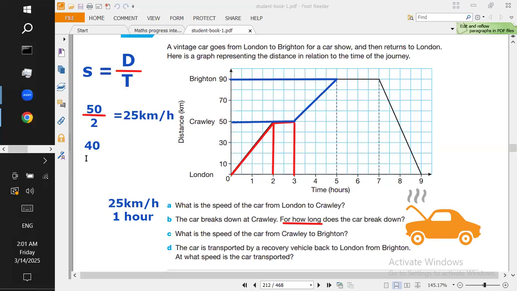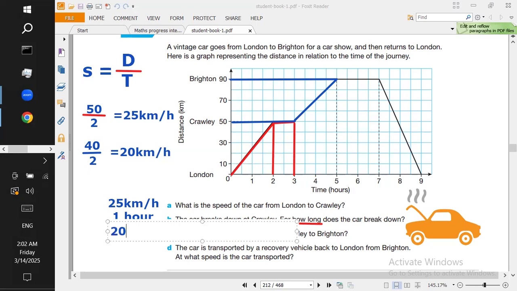So you divide the 40 by 2. So the answer will be, very good, 40 divided by 2 is going to be 20. And the speed here is 20 kilometers per hour. Very good. 20 kilometers per hour. Let's write it here. Good. So basically, to find the speed, you always find the distance and find the time and divide them by each other.